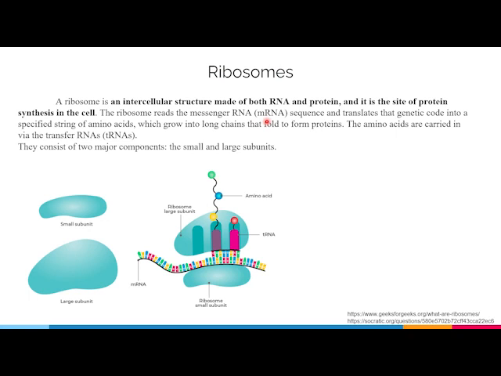So mRNA is the messenger RNA that contains the genetic information that you can see right here, in the form of triplet codons. So every three nucleotides actually encode for an amino acid.